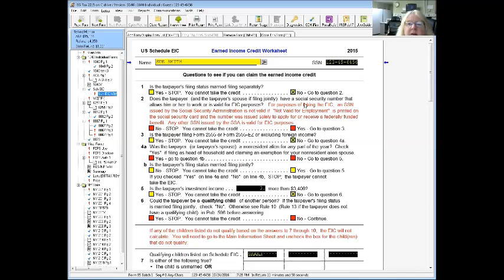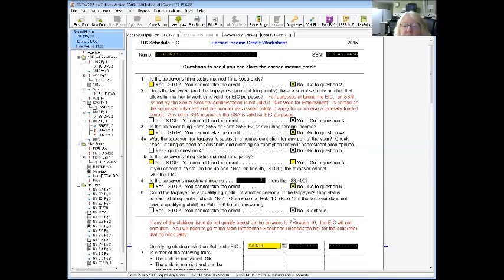Does the taxpayer have a social security number that allows him or her to work or is valid for EIC purposes? Yes. The only ones that would not be are those who are not U.S. citizens, okay? Was the taxpayer a non-resident alien? No. U.S. citizen. Could the taxpayer, meaning Sue Smith, be the qualifying child of another person? Nope. She lives by herself with Sarah.